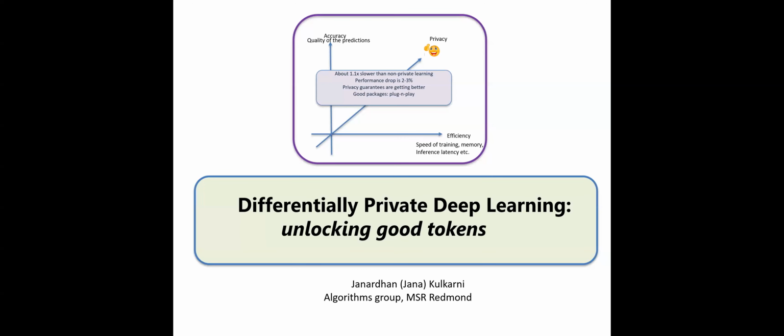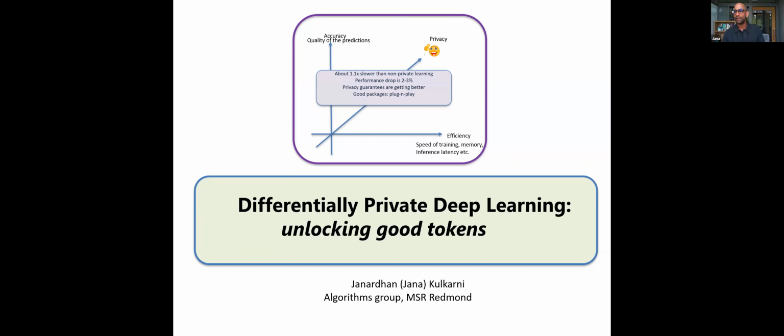Okay, so unfortunately, we have to accommodate one virtual talk because Jana couldn't come in person last minute. A little bit about Jana. Jana is the principal researcher in the algorithm group at Microsoft Research in Redmond, where he leads privacy-preserving deep learning projects at MSR. He also has an affiliate position with the Theory Group at University of Washington in Seattle. In general, his research interests are in mathematical aspects of algorithm design, deep learning, and differential privacy. Today he's going to tell us about differentially private deep learning, unlocking the good tokens. So, Jana, you can start whenever you're ready.